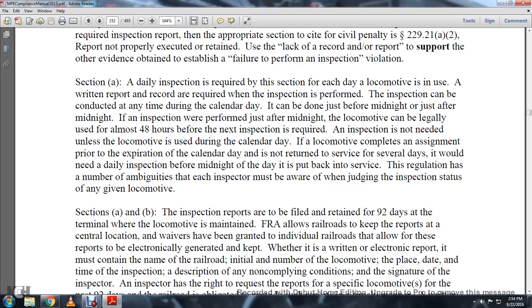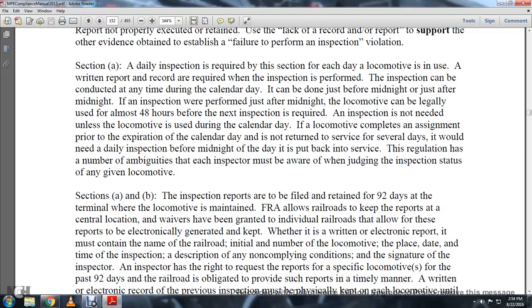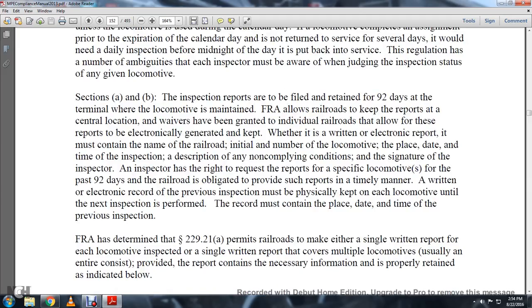If the locomotive completes the assignment prior to the expiration of the calendar day and is not returned to service for several days, it would need a daily inspection before midnight of each day it is put back into service. The regulation has a number of ambiguities, but each inspector must be aware of them when judging inspection status of a locomotive.